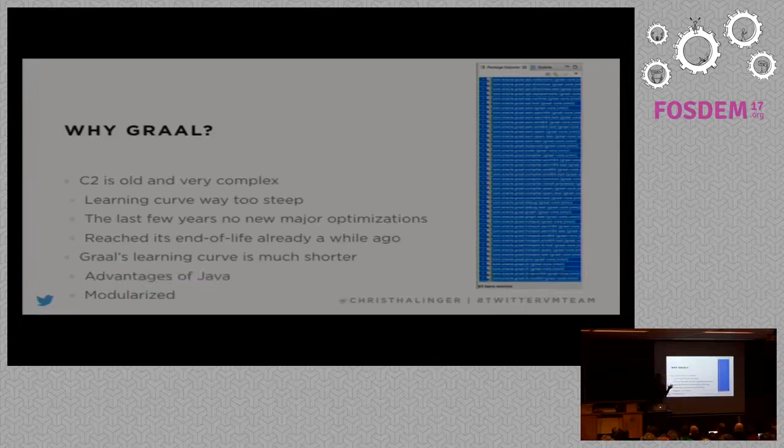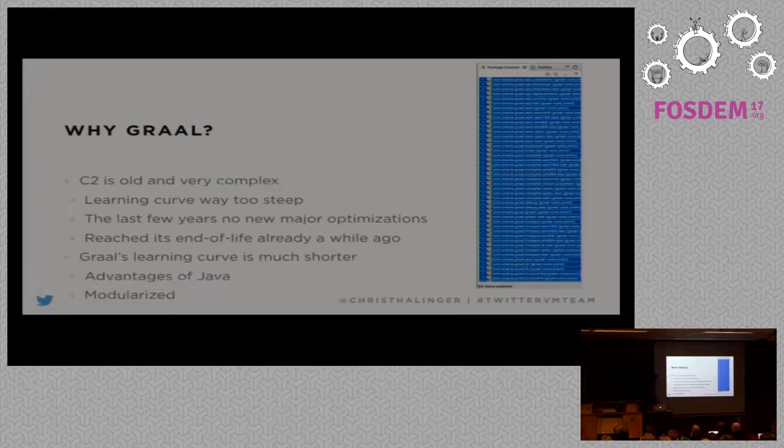In my opinion, there were no major optimizations in the last couple of years for C2. Most of the stuff that's done for C2 is some intrinsic stuff, but there was no new escape analysis implementation or not really an improvement with inlining and all that stuff. There was a little bit, but that's another topic. And in my opinion, it's reached its end of life already a long time ago.